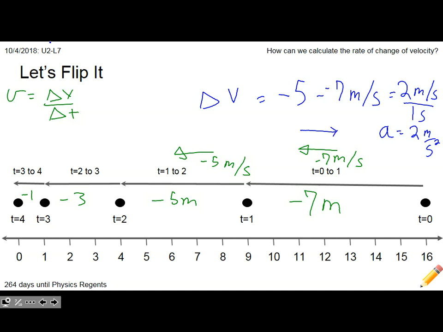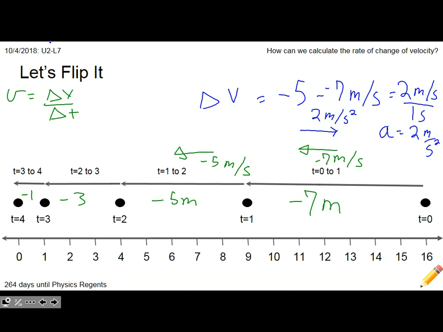So now I have an example where the velocity and the acceleration point in opposite directions. Before they were pointing in the same direction. What does that mean for us looking at this motion? What is the thing doing? Every second that goes by, what's happening to its speed? It's slowing down. So if the acceleration and the velocity are in opposite directions, we slow down. If they're in the same direction, we speed up.